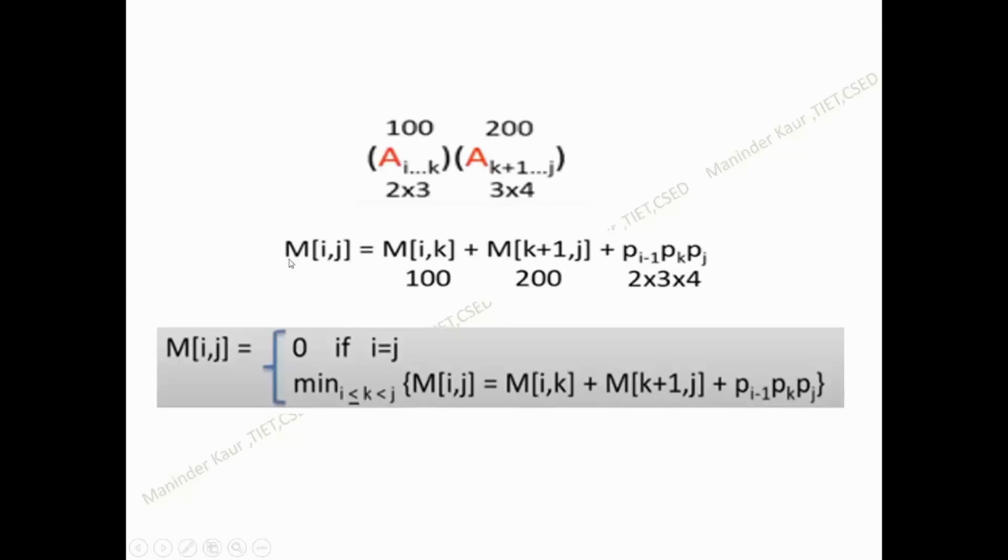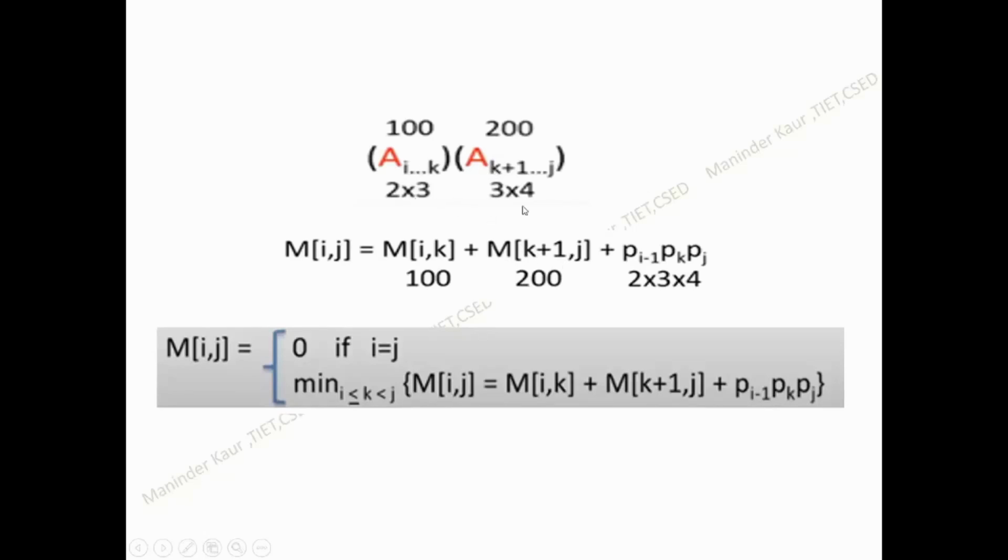Now what the formula says for matrix chain multiplication is that the entry M i,j will be equal to M i,k, that is the cost of multiplying the sequence of matrices from i till k, plus the cost of multiplying the matrices in the sequence Ak+1 till Aj, plus the cost of multiplying these two partial matrices.